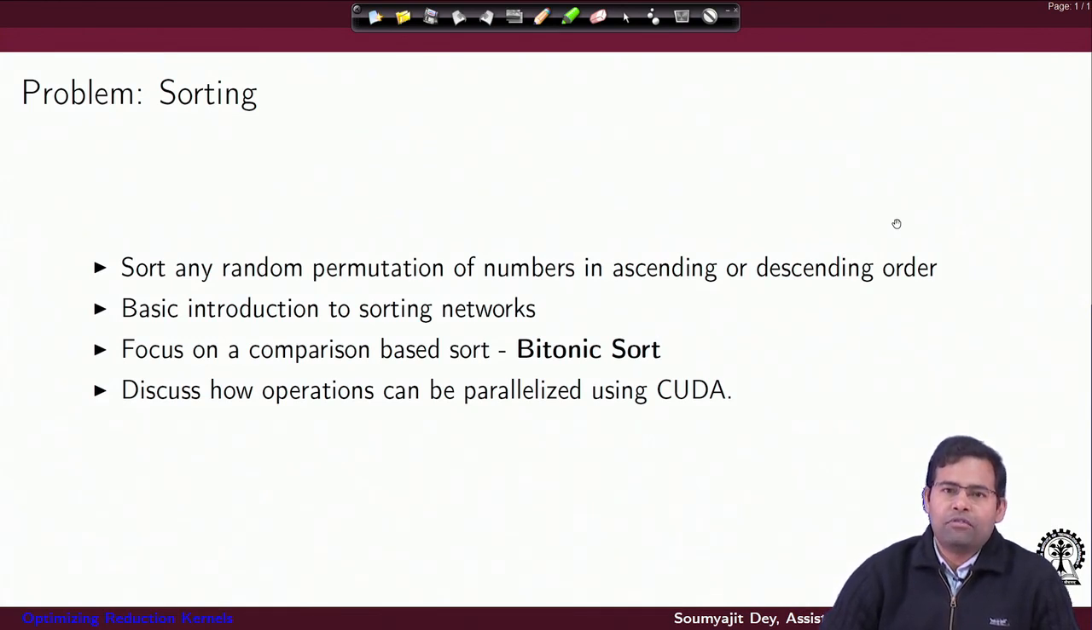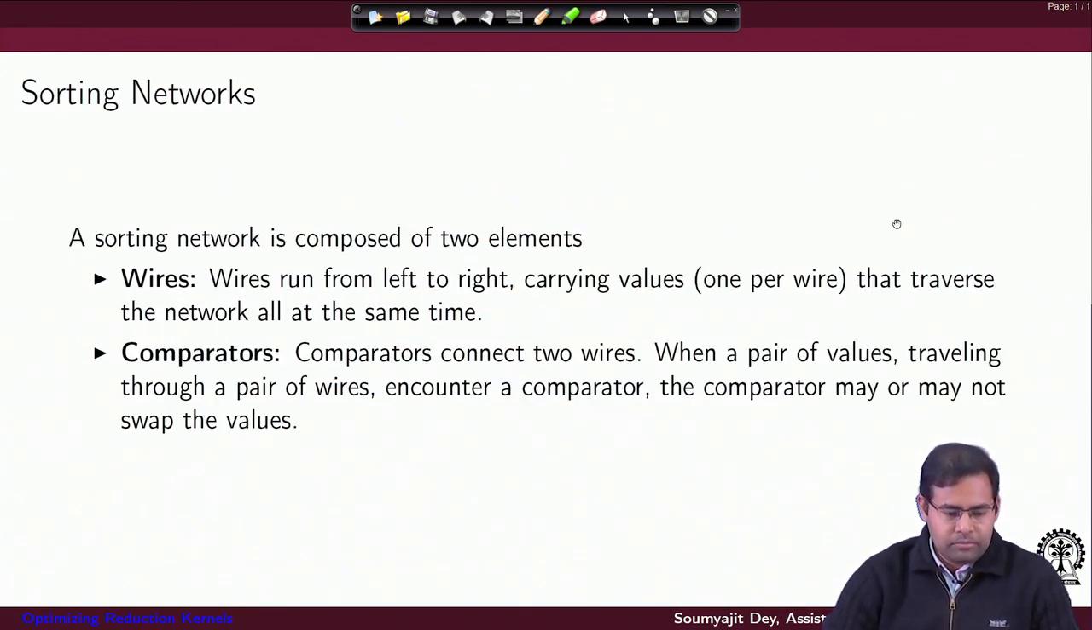Before going into the idea of what basically is Bitonic sort, let's start with an introduction of sorting networks, because that's a key idea which will be used in the context of Bitonic sorts. So, first of all, what's a sorting network? Essentially it's a computational model, a network which is being used for performing the function of sorting.